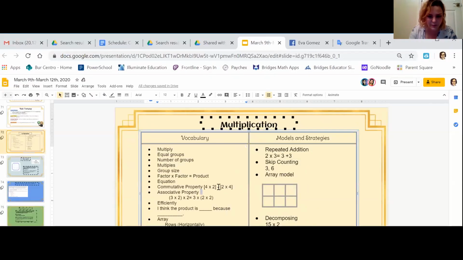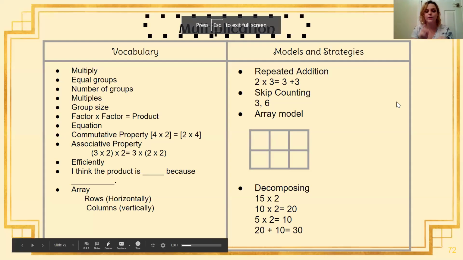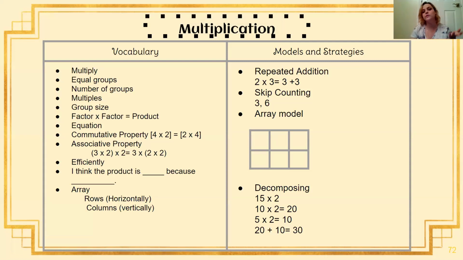We know that commutative property means that, and I just noticed there's a little mistake I want to fix. That is meant to be an equal symbol. We already know that the commutative property means that it doesn't matter the order of the factors. You can switch the factors around and it's still going to give you the same product. For example, 4 times 2 is the same as 2 times 4, right? Or 4 equal groups of 2 is the same as 2 equal groups of 4. And as mathematicians, we can change those factors around to make it a little bit easier for us to solve, because it'd be easier for me to solve 2 equal groups of 4 instead of 4 equal groups of 2.